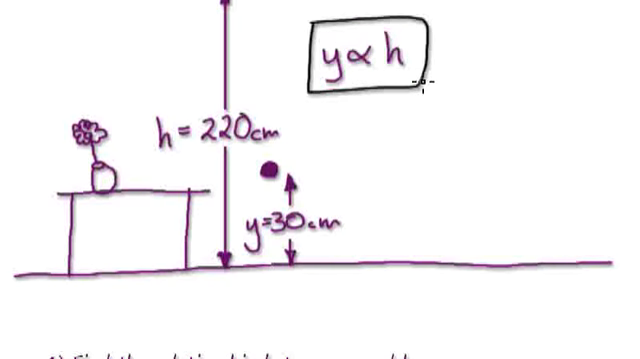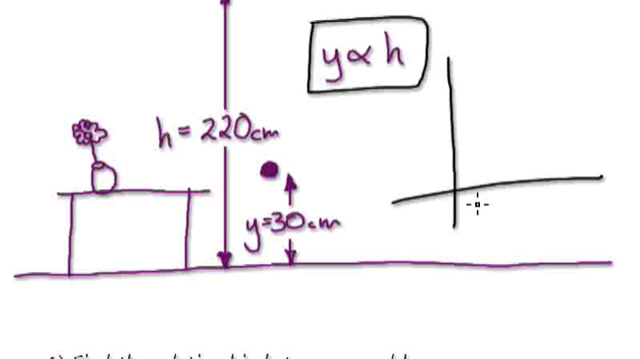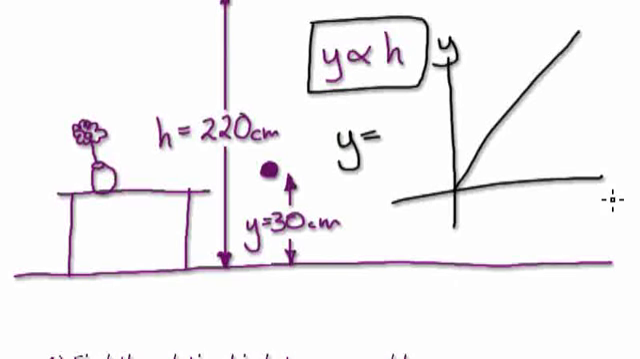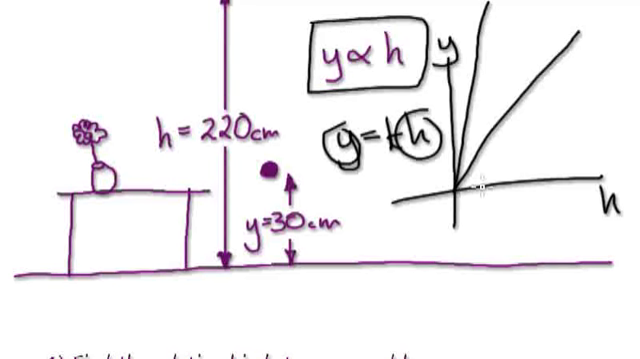Now find the relationship between y and h, meaning that when you're told that this thing is directly proportional to this thing, you can pretty much draw a graph. So it's going to be something like this. When you're asked to find the relationship between y and h, what you're being asked is to find out the equation. So this is y here, and this is h here. So find out the equation that connects y and h.